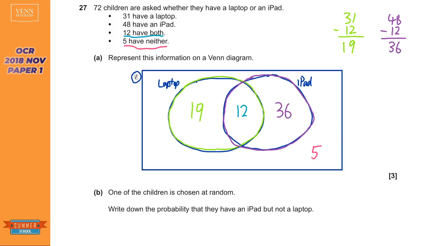So it's easy to make mistakes with this, because probably the most common mistake will have 31 on the left hand side and 48 on the right hand side. But when it says that they have a laptop, it's not saying that they only have a laptop. And if it says 31 students only have a laptop, then that would make sense. And a way of checking your answer at the end is that all 4 of those numbers have to add up to 72, which they do. If I wrote 31 here and 48 here, they wouldn't add up to 72.